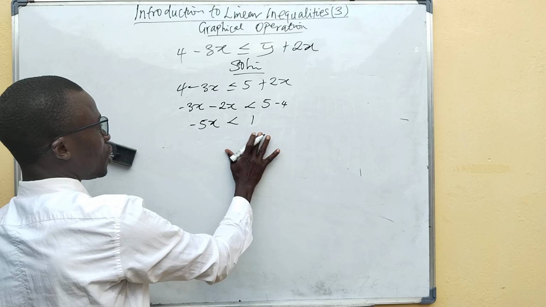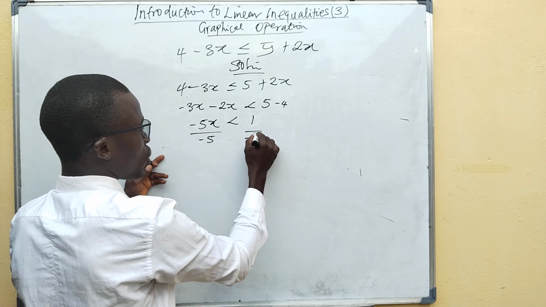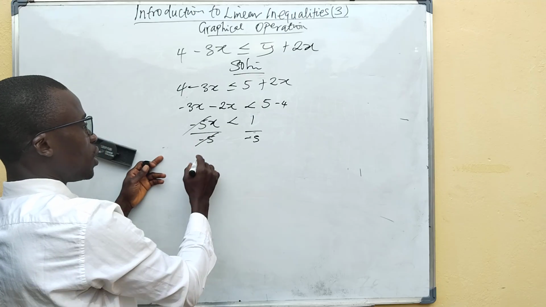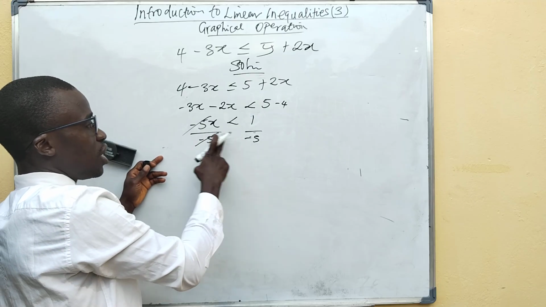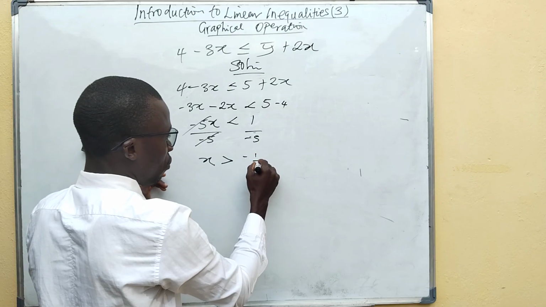Oh my God, this is a negative coefficient. So I'm going to divide by minus 5. Let me just do it this way so that everyone will follow. This will go with this. So our x now will be, see, we've divided by a negative coefficient, it turns to greater than minus 1 over 5.